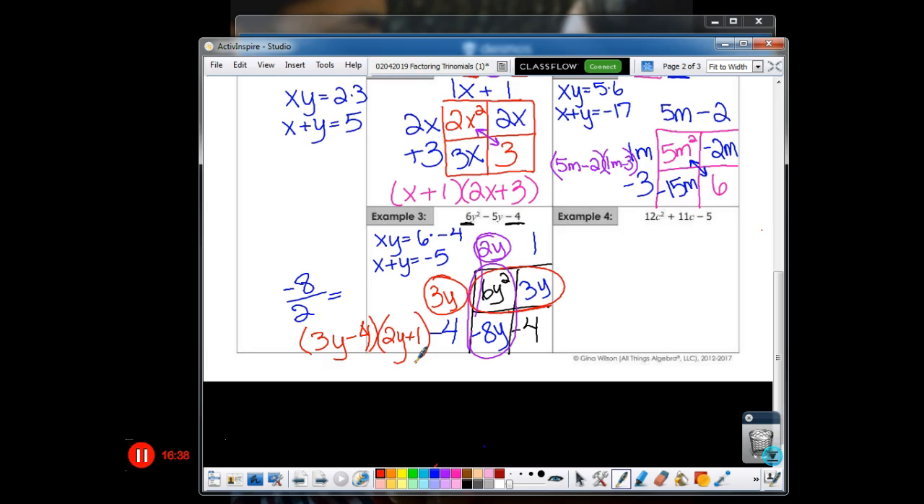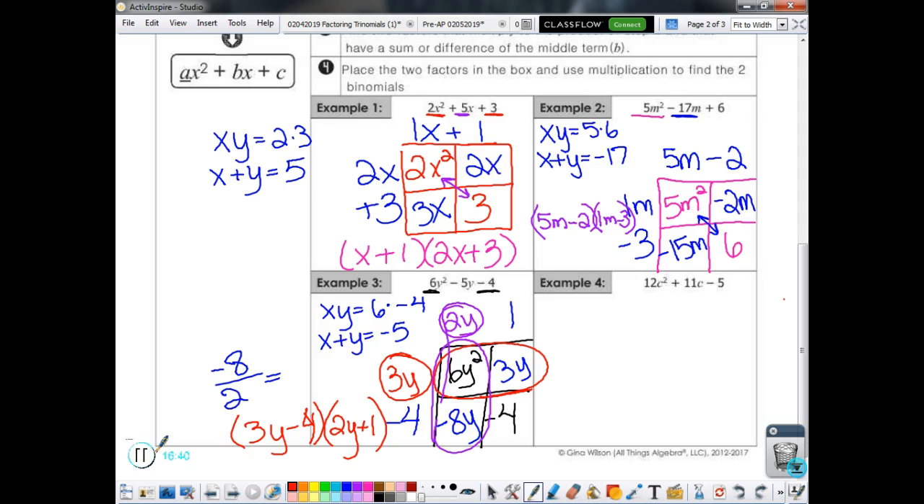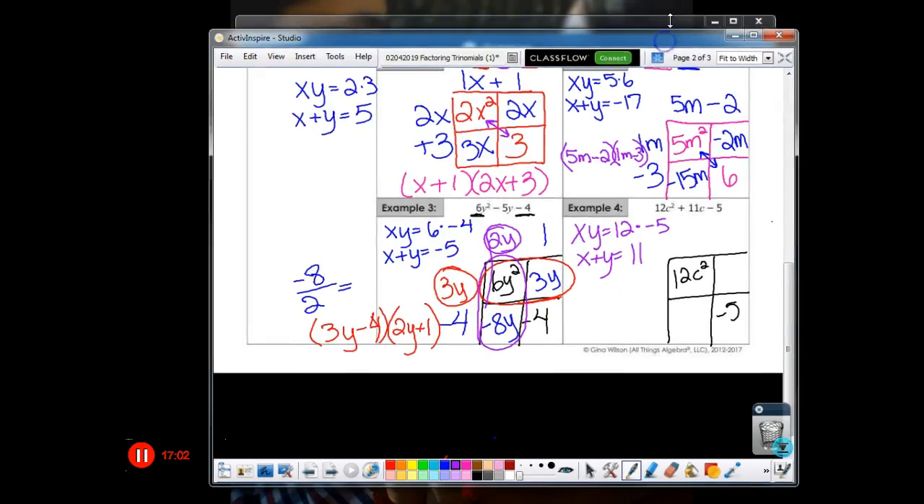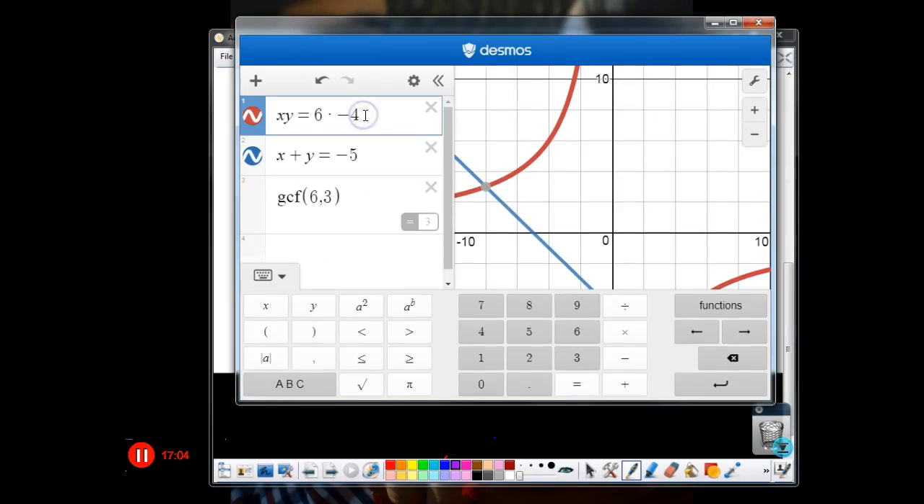Try example number 4. Okay, so we're doing our box again, right? So 12c squared minus 5. So xy equals what times what? 12 times negative 5. And then x plus y equals 11. So let's go type it in our handy dandy calculator.